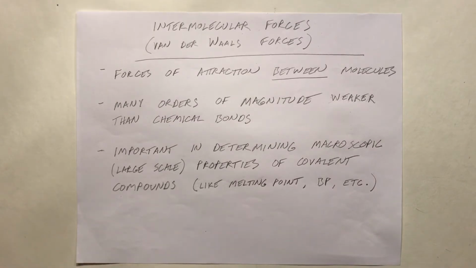It should be noted that intermolecular forces are not chemical bonds. Chemical bonds are the attractive forces that occur within molecules. They hold the atoms together to make up the molecule. Intermolecular forces, on the other hand, are forces of attraction between molecules. They are many orders of magnitude weaker than chemical bonds. However, they are very important in determining the macroscopic or large-scale properties of covalent compounds, properties like melting point, boiling point, etc.